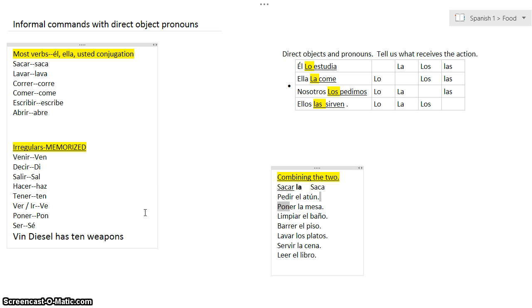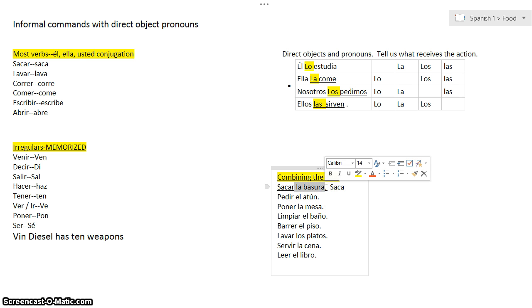Part 2 here. Sacar, sacar. I was saying sacar like sacar la basura. Actually, let me go back here so you can see. Okay, so we have sacar la basura. First thing I'll do is I'll do saca. That's the command, right? So we take sacar, we put it in the he, she form. El, ella, saca. Okay? Saca what? Saca la basura, take out the trash.